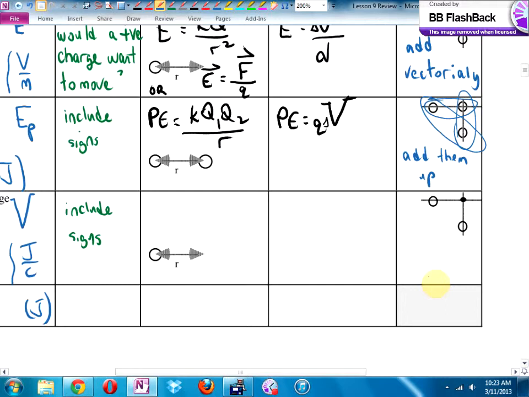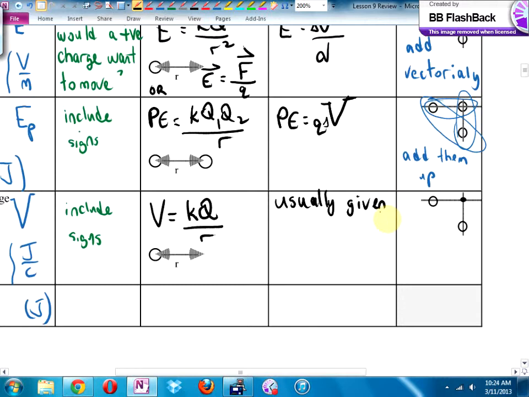Voltage. Well, we had two ways to find voltage. First of all, from a point charge. That was the voltage, KQ over R. Include the sign. How do we find the voltage between parallel plates? This one is so obvious that it's tricky. They usually gave it to us in the diagram or in the question. So I'm going to write down here: usually given.